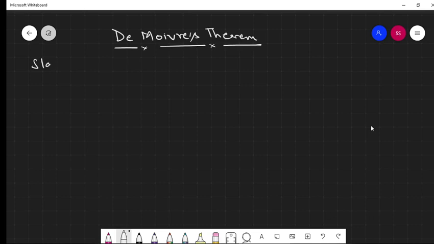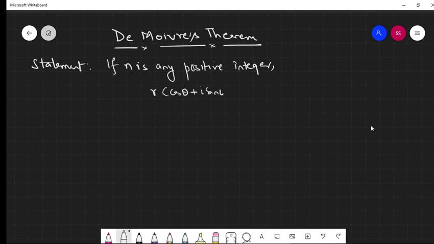Yes. Now the statement: if n is any positive integer, then (r(cos theta + i sin theta))^n equals r^n (cos n theta + i sin n theta). This is the statement of De Moivre's theorem.